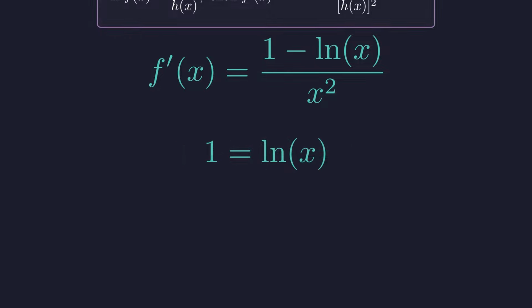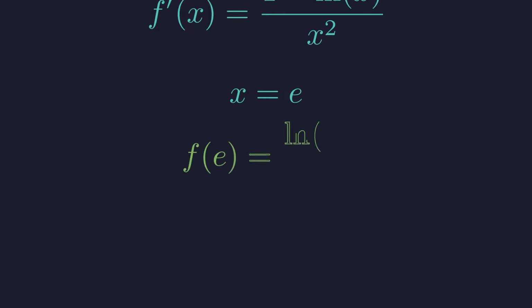Rearranging this equation. To solve for x, I'll exponentiate both sides. So the critical point occurs at x equals e. Beautiful. Now let's see what value the function takes at this critical point. Plugging e into our function. The maximum value is exactly 1 over e.